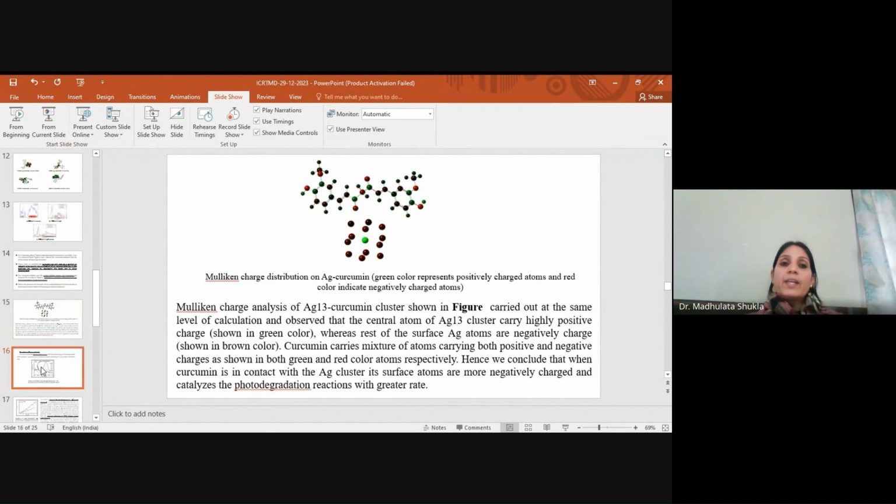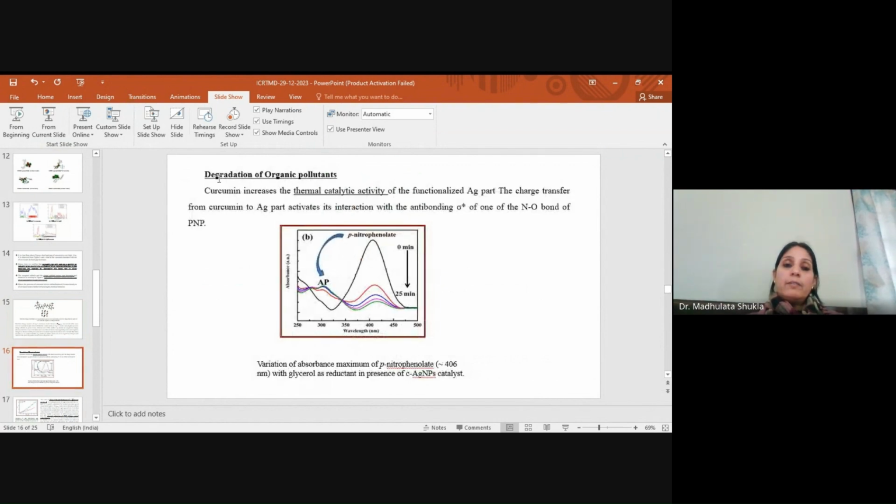Further, when we have synthesized the silver cluster using the curcumin, we carried out the photocatalytic degradation of organic pollutants such as paranitrophenol, nitrobenzene, and methyl orange. Here I am showing this PNP only, and we see that there is a huge decrease, means degradation of this PNP, and it occurs at 406 nanometer.